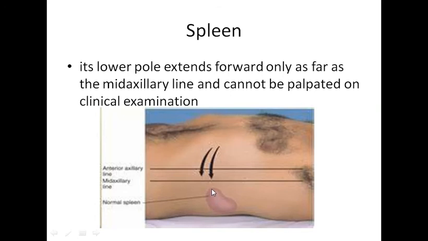बट इट डज नॉट एक्सटेंड बियॉन्ड दी मिड एक्सिलरी लाइन. ठीक है? मिड एक्सिलरी अगर ये पहुंचेगा भी तो अप टू मिड एक्सिलरी लाइन ही पहुंच सकता है, अदरवाइज ये उससे भी पीछे ही रहता है, राइट? And this is the reason why the spleen of normal size cannot be palpated on clinical examination, right? When the spleen is enlarged, then only it is palpated on clinical examination.